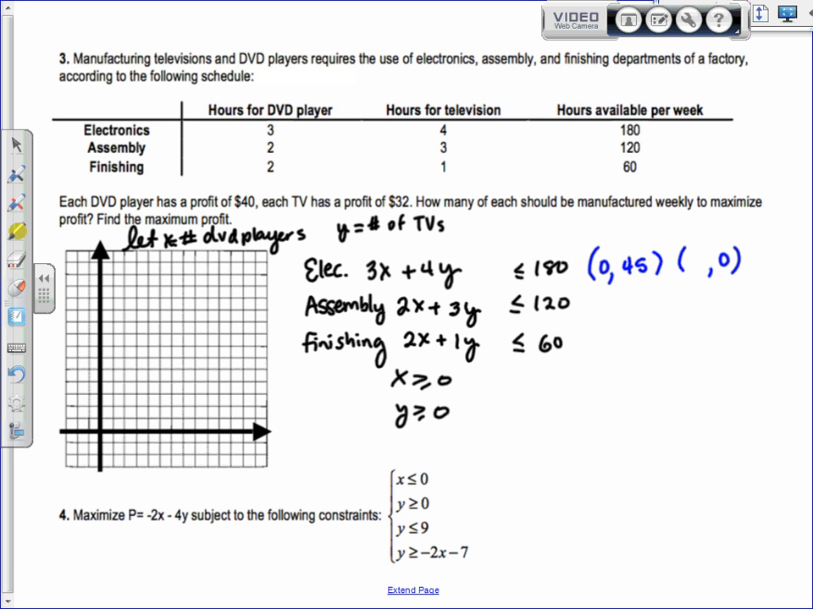The other one, if I plug in 0 for y, so cover up the y part, you have 3x equals 180. So you get 60. All right, so that means I have 0, 45, and 60, comma 0. So I'm going to go up by, let's go by 5s. So 5, 10, 15, 20, 25, 30, 35, 40, 45. I think it's right there. All right, and then 60. So 5, 10, 15, 20, 25, 30, 35, 40, 45, 50, 55, 60. Let me draw it in.